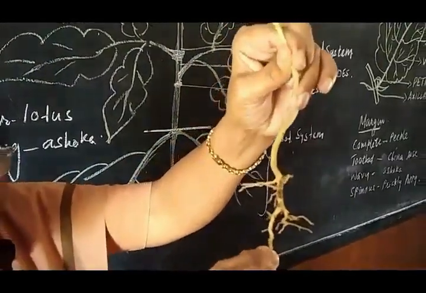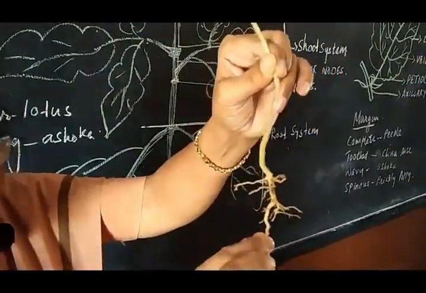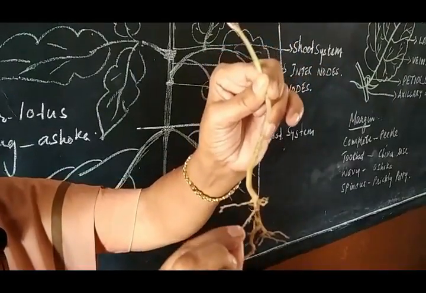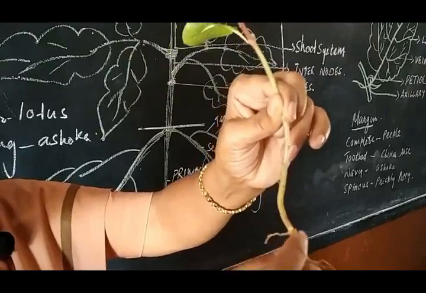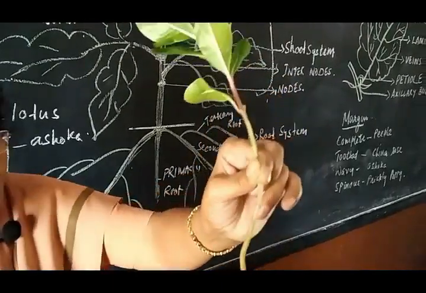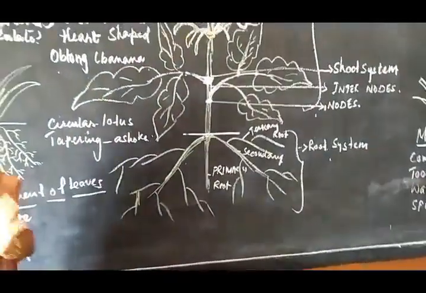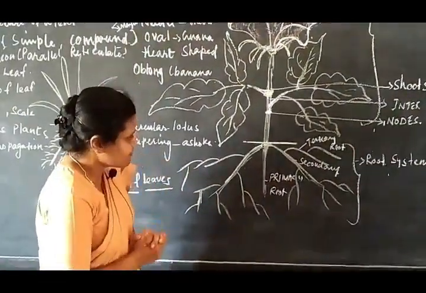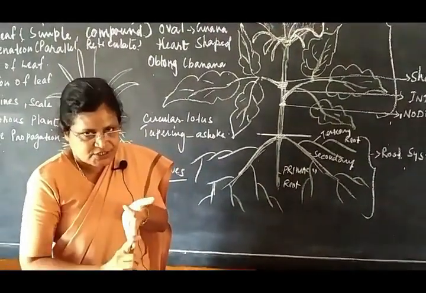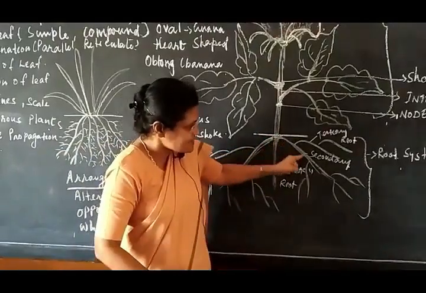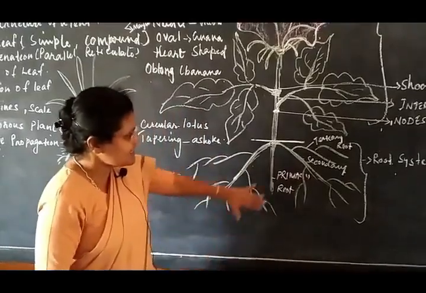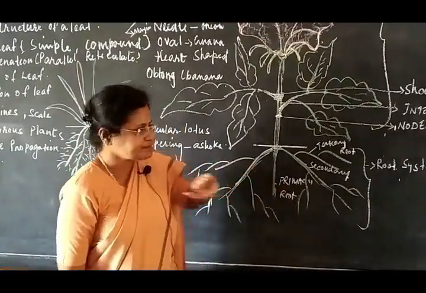This is your primary root, the main root. Then you will see roots branching from the main root, that is your secondary root. You will further see again from the secondary root the branches arising, so that is your tertiary root. Thus the taproots have the primary root, secondary root and tertiary root. From the primary root arises the secondary root, from the secondary root arises the tertiary root. So that is about the taproot system.